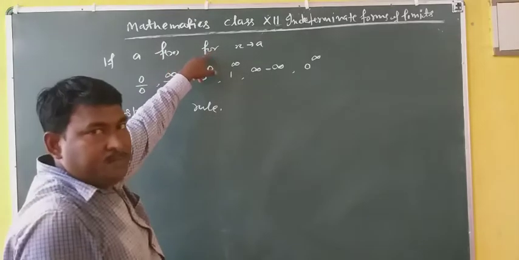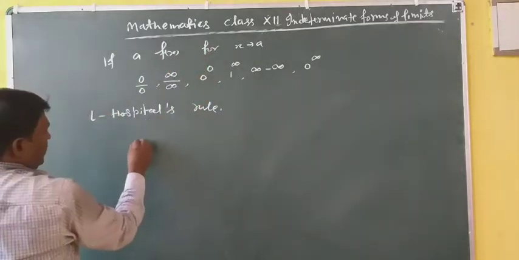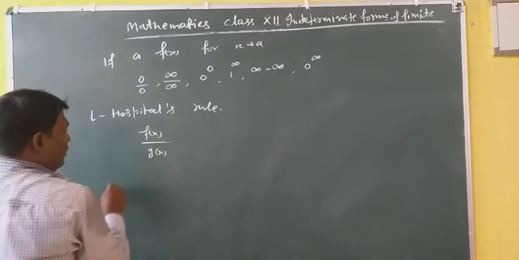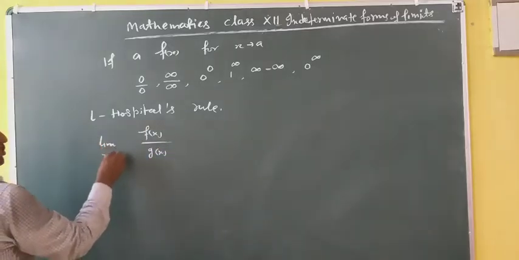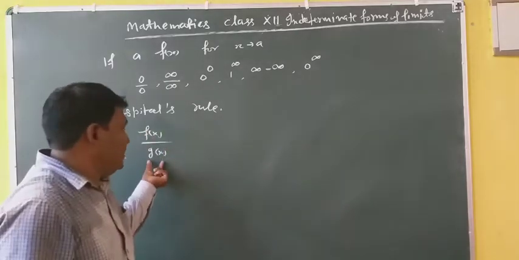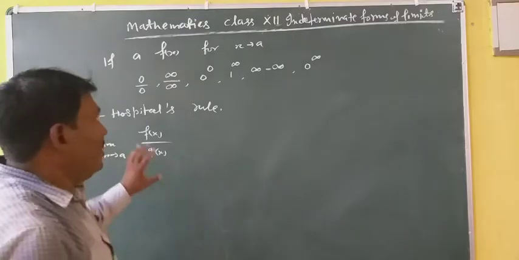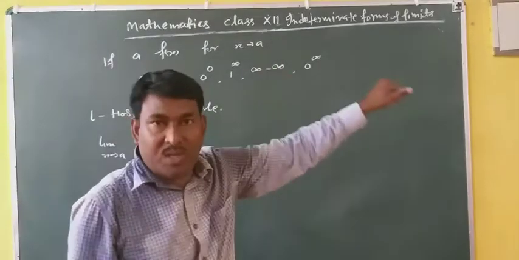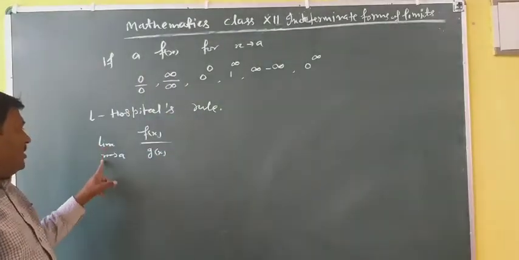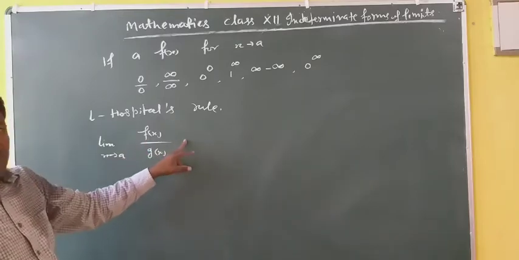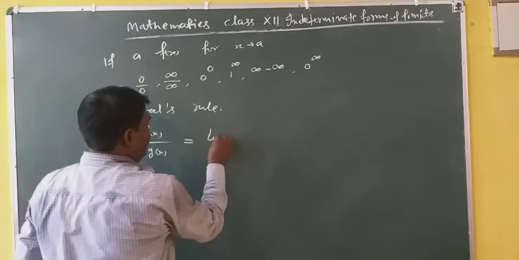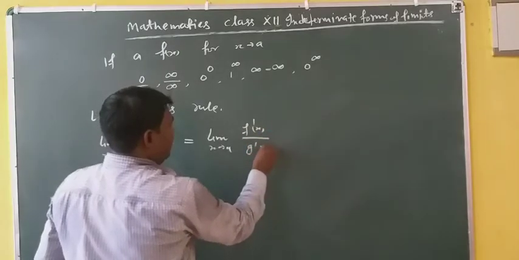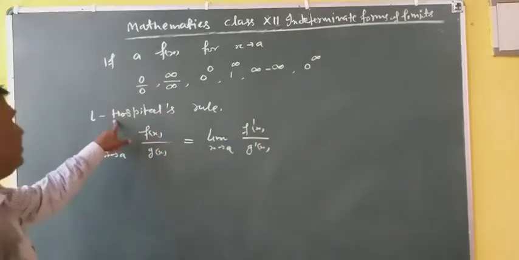If f(x) is a function in quotient form, like f(x) upon g(x), and here limit x tends to a, if f(x) and g(x) both are continuous and differentiable at x equal to a, then limit x tends to a of f(x) upon g(x) will be equal to limit x tends to a of f dash x upon g dash x. This is the rule given by L'Hospital.